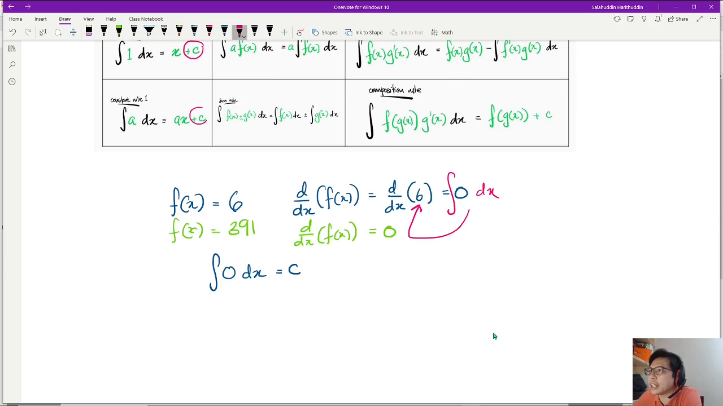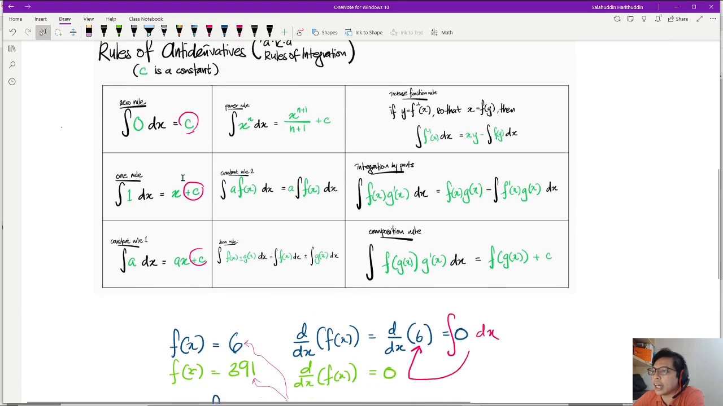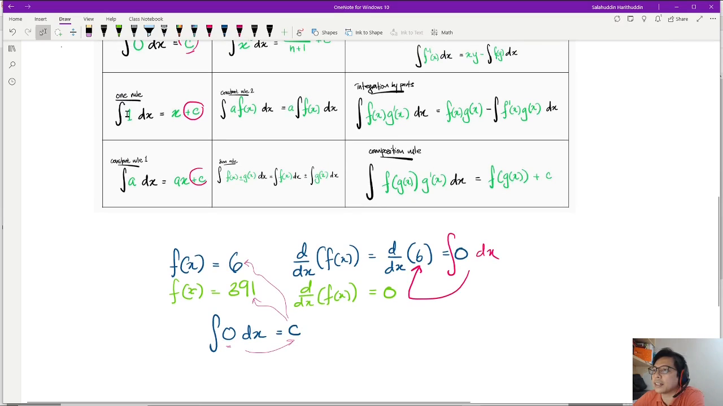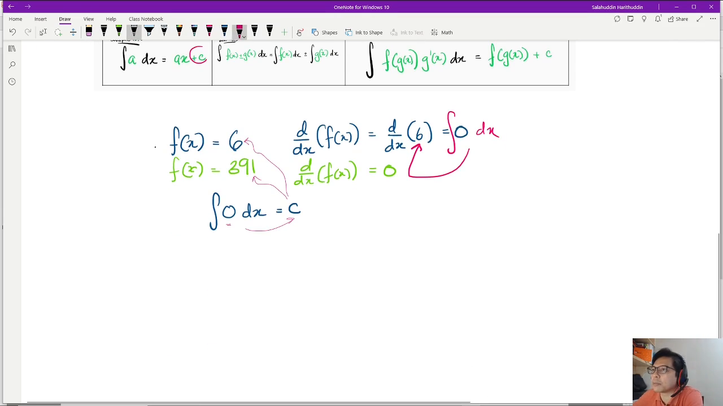Constant here means it's referring to this number here. We don't know what number that is, but we know it's differentiating a constant. That's why you get 0. So when you integrate a 0, you'll get some constant. So that explains a bit about the zero rule, and that is why when we integrate a constant, for example, let's say the function of x is x, and from this d dx of x is 1.